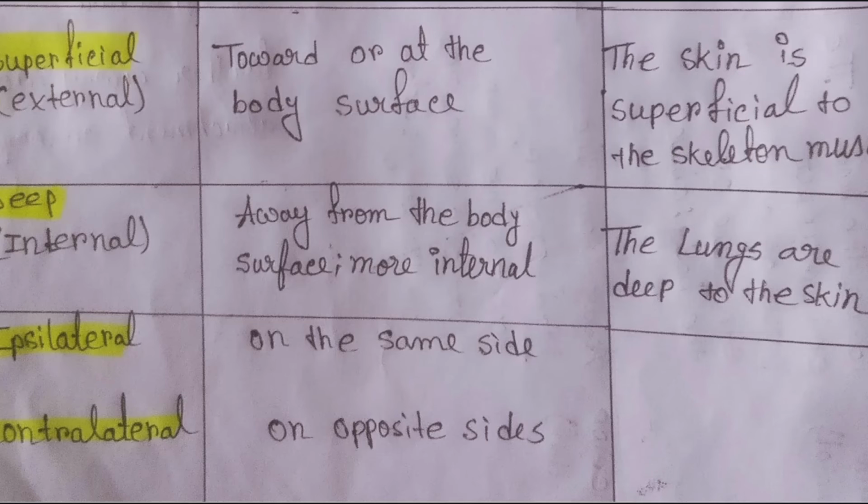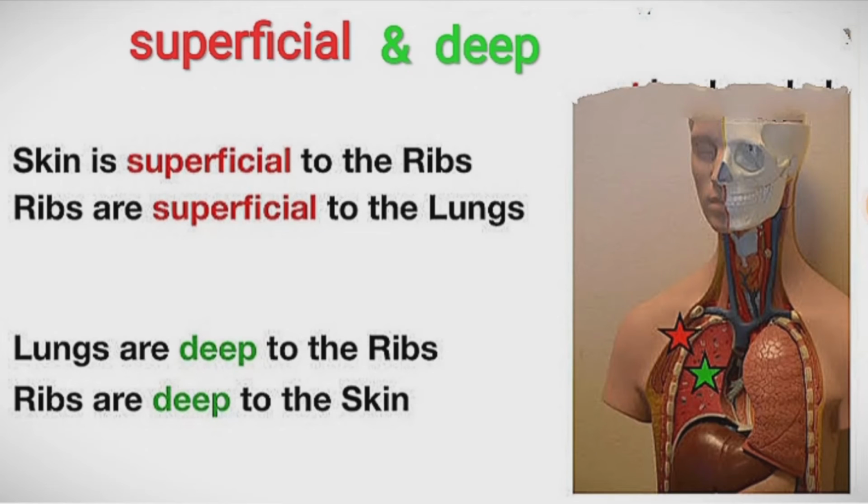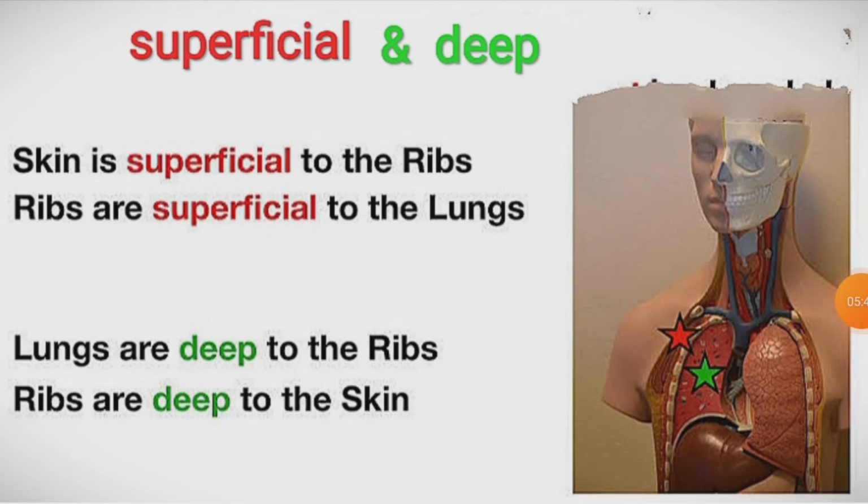Next is ipsilateral, on the same side, and contralateral, on opposite sides. Superficial and deep. Skin is superficial to the ribs, and ribs are superficial to the lungs. You can see the picture. Lungs are deep to the ribs and ribs are deep to the skin.